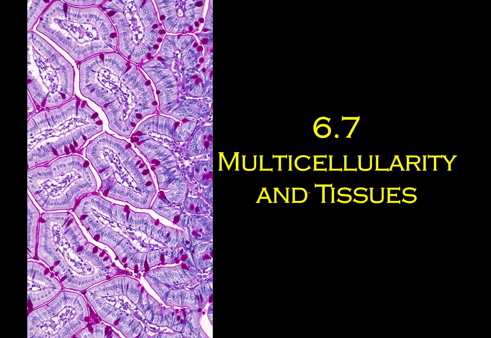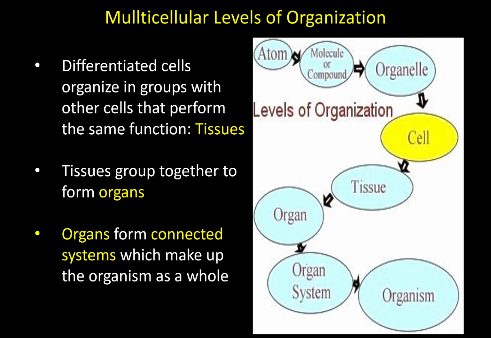All right. The next topic we're going to discuss briefly is how multicellularity leads to the development of tissues. Now, we did an entire lab on tissues earlier in the semester, so we're not going to spend much time on this now. Remember that differentiated cells will organize into groups with other cells that perform the same function, and that's key. All the cells that make up a tissue are doing the same job. Tissues will then come together in groups to form organs. Organs then come together in groups to form connected organ systems.